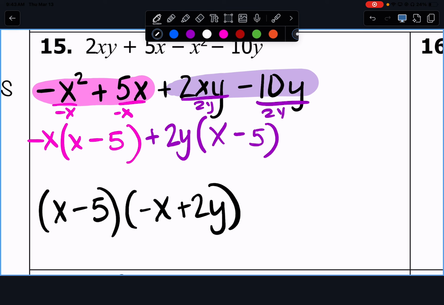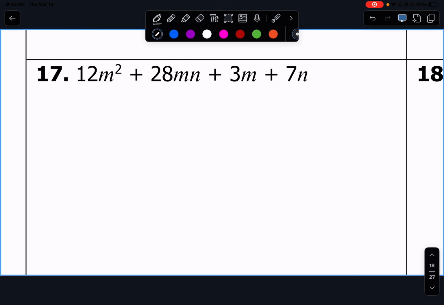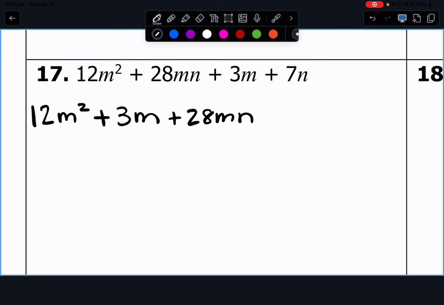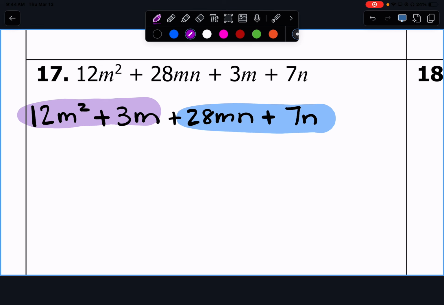All right. Now we're going to do 17 together. First things first, we have to rewrite it. Which one's going to come first, M or N? Yep. So we do 12m squared first, then which term? 3m. All right, then we group the first two, and we group the last two. It's going to be 3m. Which will leave what? 3m.